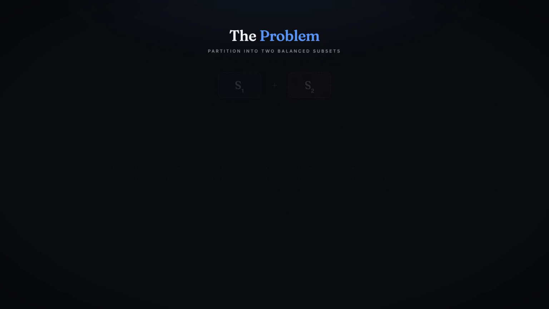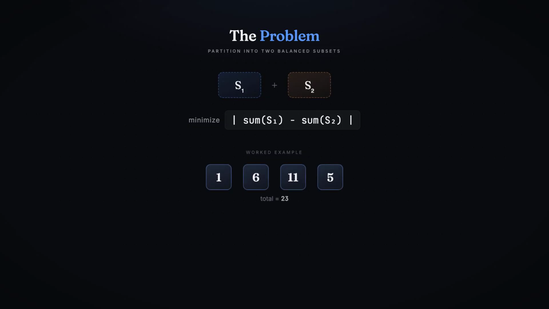The problem: partition the array into two subsets, S1 and S2. Minimize the absolute difference between their sums. Take 1, 6, 11 and 5. The total is 23. The best split is 1, 5 and 6, giving 12 against 11 on its own. The difference is just 1.